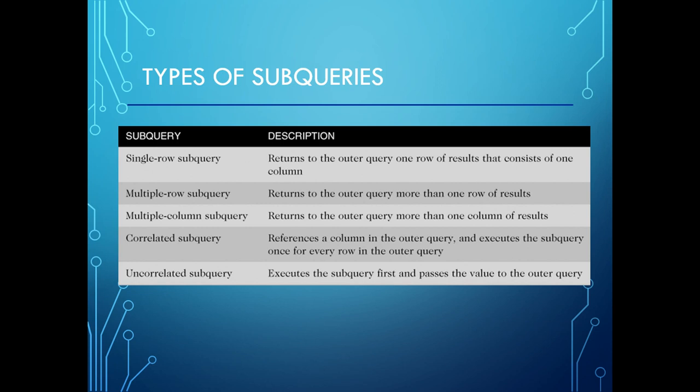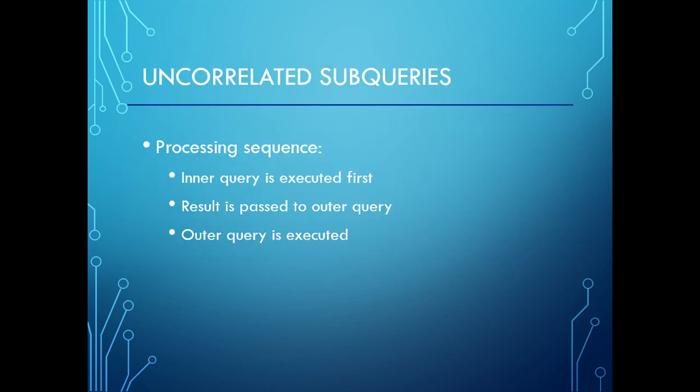And then separate from those, we have correlated subqueries and uncorrelated subqueries. Uncorrelated subqueries can stand alone, but correlated subqueries cannot. So our uncorrelated subqueries can be run separately and get values. When we have these, the inner query, or the nested select, is processed first, and then the results are passed to the outer query, which is then executed.